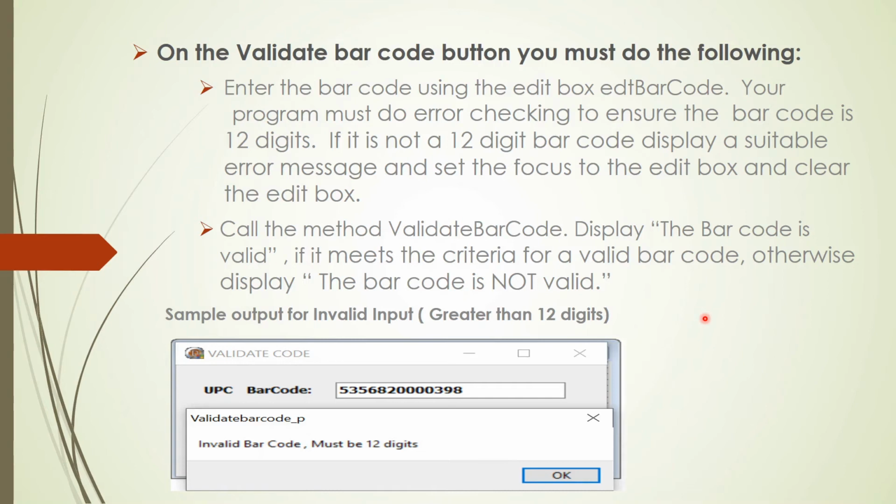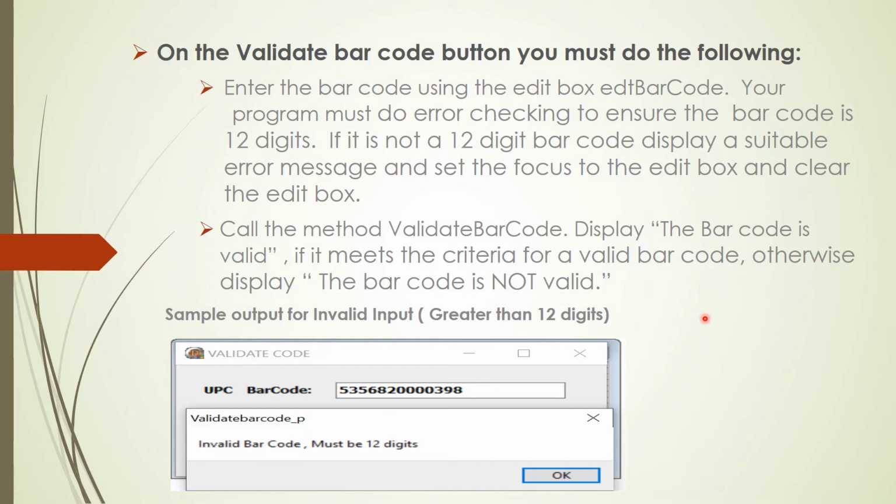Enter the barcode using the T-edit box called EDT barcode. Your program must do error checking to ensure that the barcode is 12 digits. If it is not a 12-digit barcode, display a suitable error message and set the focus to the edit box and clear the edit box.